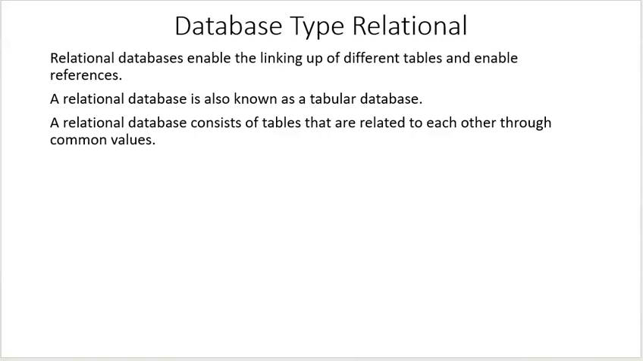So in that tabular or relational database, you can link across different tables based on patient name or patient medical record number. You can pull information from all of those different tabs, so they are all related through some common value.